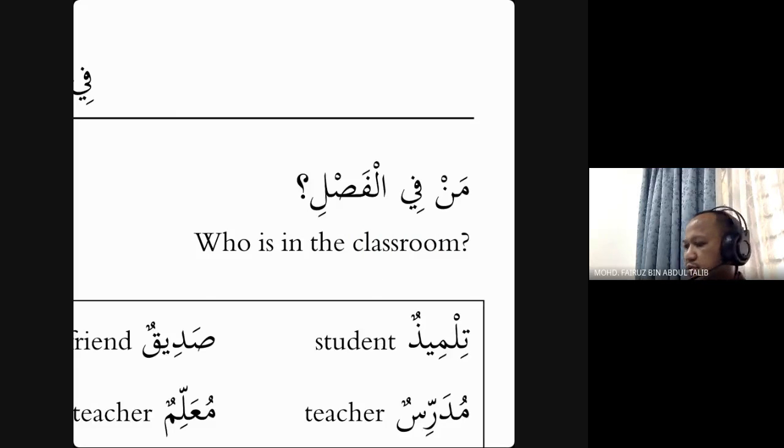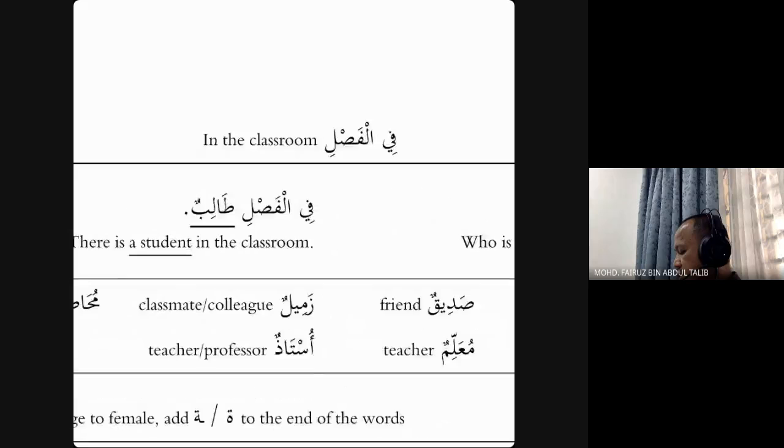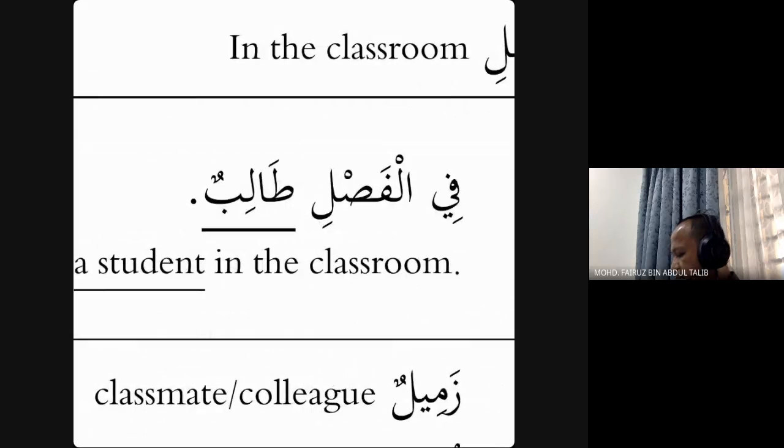Okay. So maybe in the exam we will give you a picture. So we will ask you, what do you see in the picture? Man fil fasli. So that will be one of the questions that we will ask you. So how do you respond to the question? This is how you respond. You start your sentence with fil fasli, and then you mention the person. Fil fasli talibun.